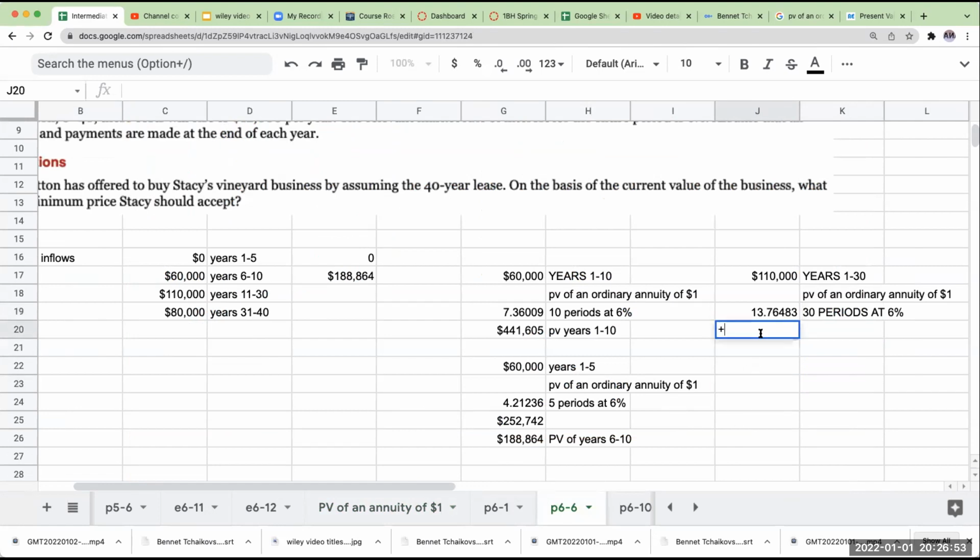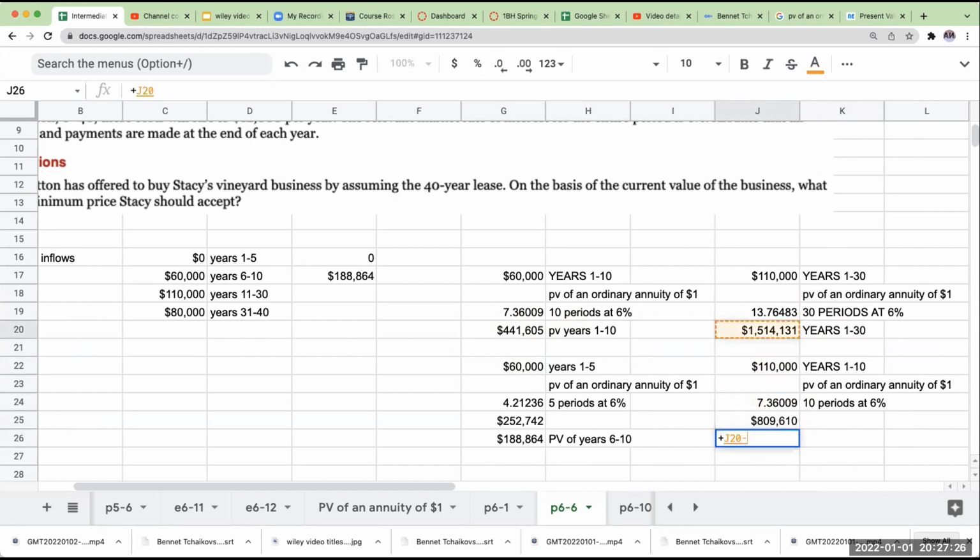So my present value of years 1 through 30 is going to be 1,514,131. But look what I did. I included the first 10 years in there. So what I'm going to do now is take years 1 through 10 and basically deduct this out. So this is going to be 10 periods at 6%, which gives me 7.36009. I'm going to multiply this over.